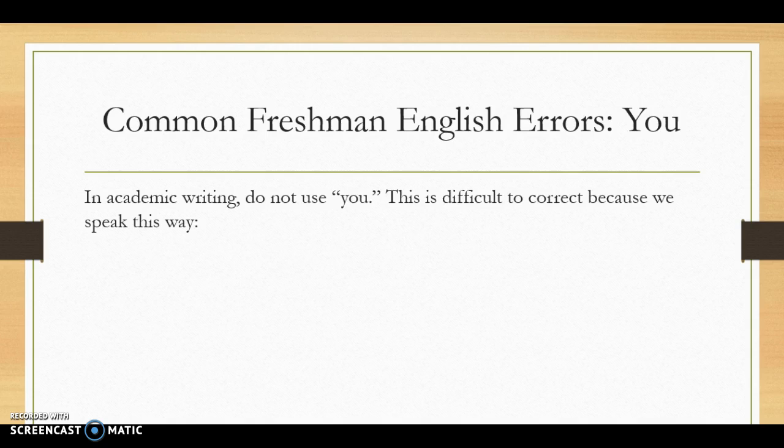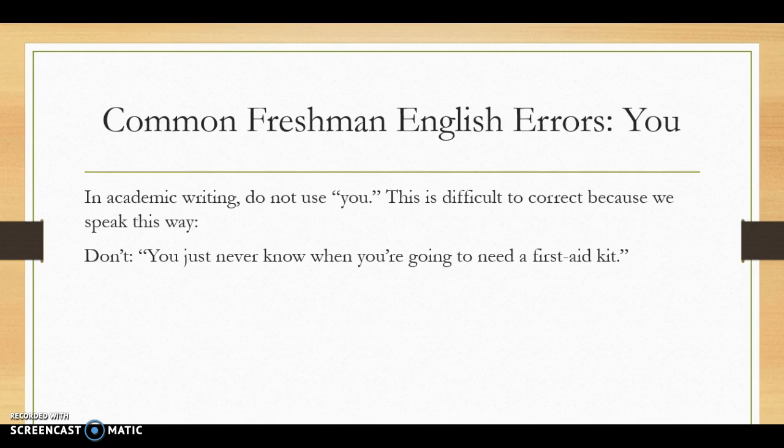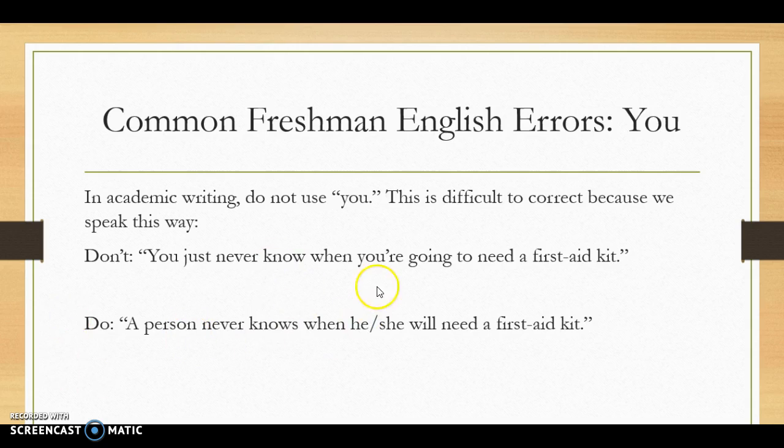Do not use you in this essay. Okay, we talk like this. That's why it's difficult to avoid, but you have to avoid it. Rewrite, revise to get rid of the you. If you have to, you can go with a person, but let's keep in mind proper pronoun antecedent agreement. Person is one, so it has to be he, she.